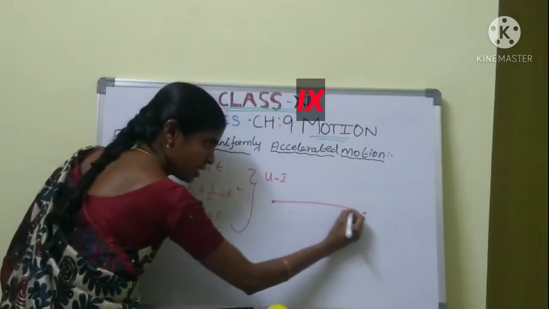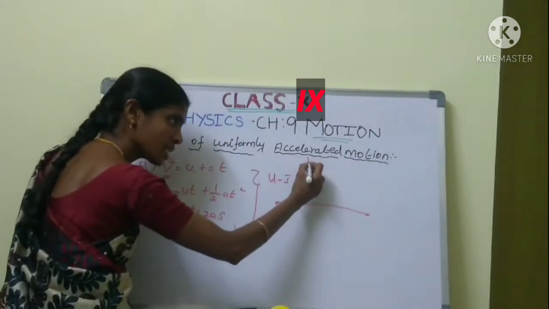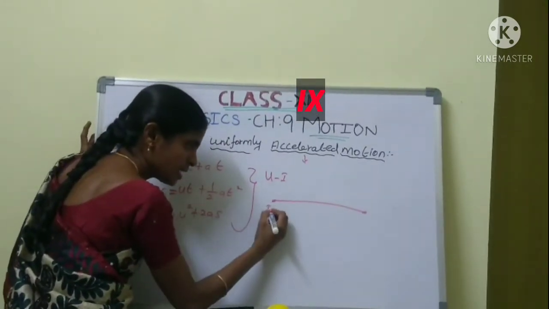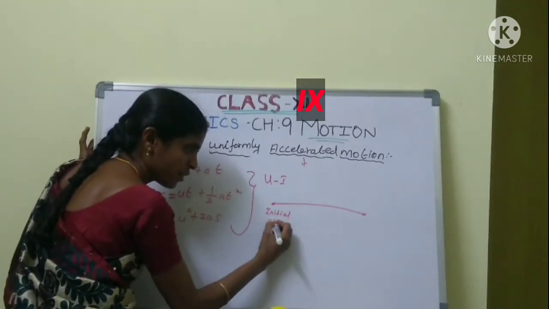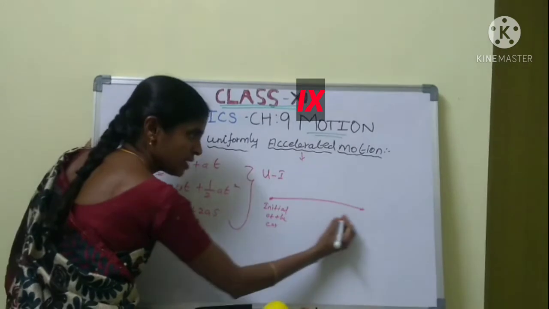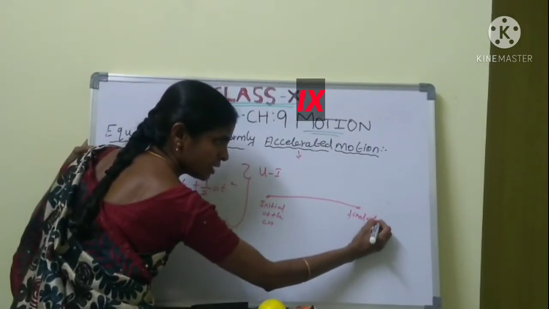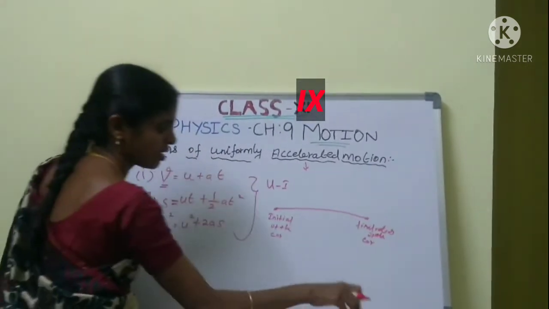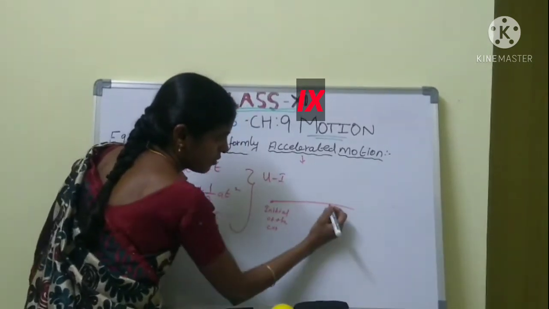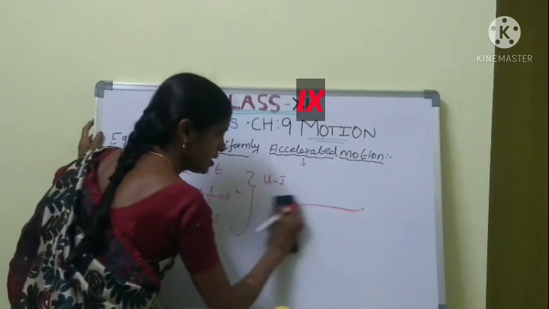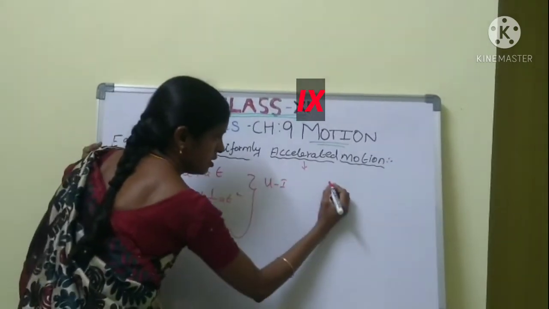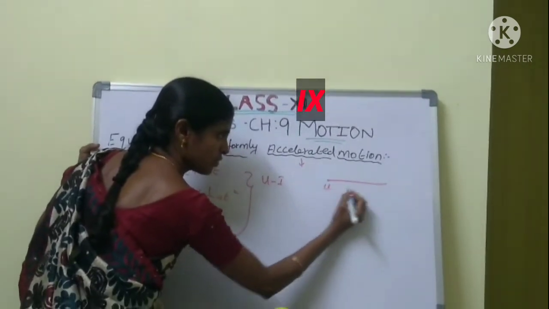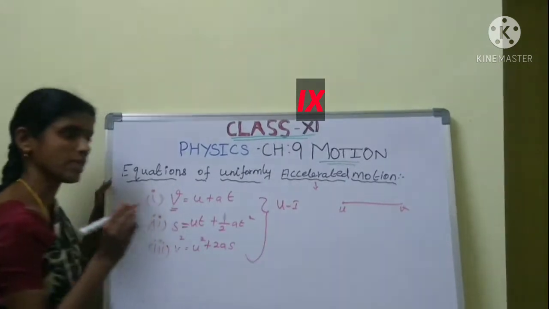Do you understand? Here, initial velocity. What is acceleration? Are you clear? This is the initial velocity of the car, of the object. This is the final velocity of the car. Here is the final velocity. This is the initial velocity of the car, and this is the final velocity of the car.